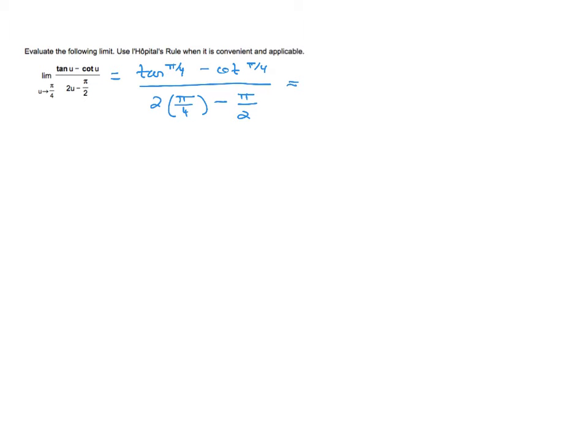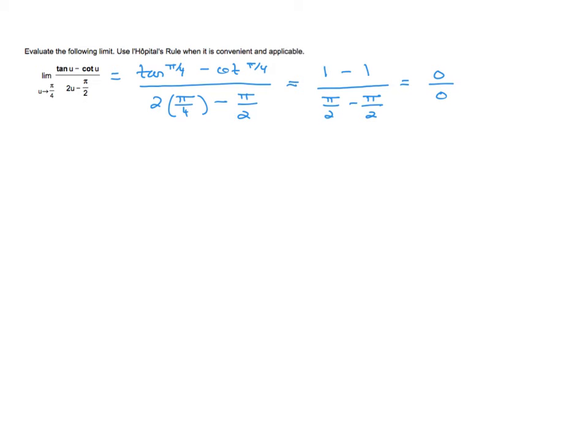Now, tangent of pi over 4 is 1. Cotangent is the reciprocal of tangent, but 1 over 1 is equal to 1 over 1. Those actually have the same value. And in the denominator, well, 2 times pi over 4 is pi over 2, minus pi over 2. What do you know? When I look at this thing, the numerator is 0, the denominator is 0. So unfortunately, you can't just put this number in to solve for the value of the limit, but because we got a 0 over 0, an indeterminate form, we can actually use L'Hopital's rule.